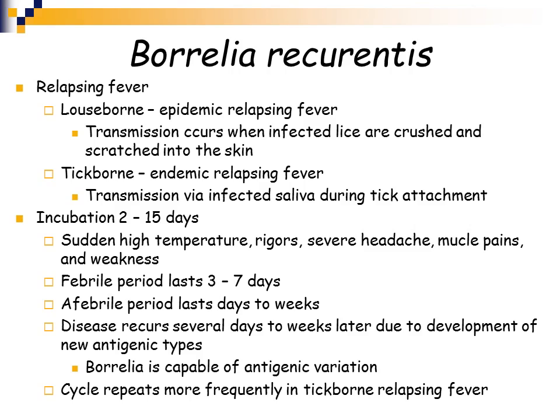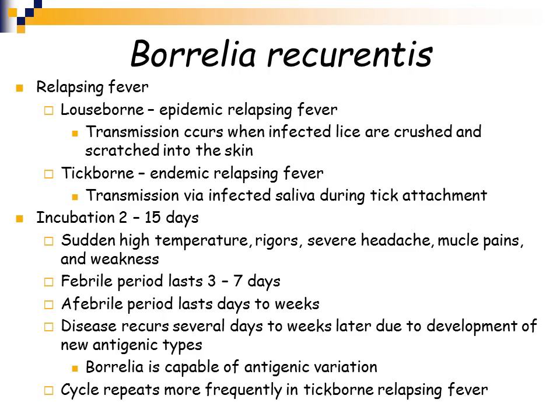One of the species of Borrelia is Borrelia recurrentis, and this organism causes the disease relapsing fever. This is also called louse-borne epidemic relapsing fever, and transmission occurs when infected lice, the plural of a louse, are crushed and then scratched into the skin. There's also a tick-borne endemic relapsing fever that is also Borrelia recurrentis, and transmission is through the saliva when the tick is taking a blood meal.